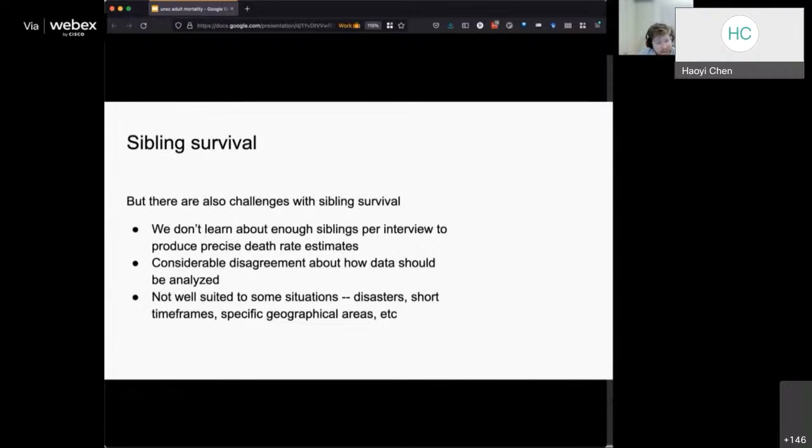the sibling method is not really something we think would work well in some specific but important situations. For example, in the immediate aftermath of a disaster, for a very short time frame, for a very specific geographical area, et cetera.